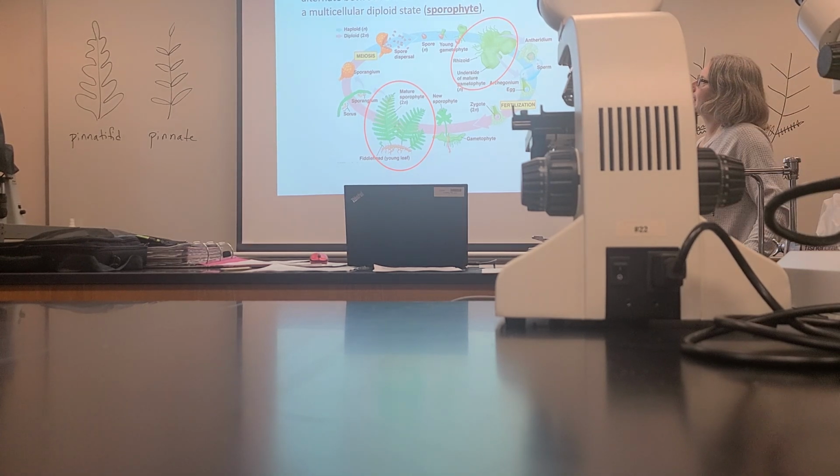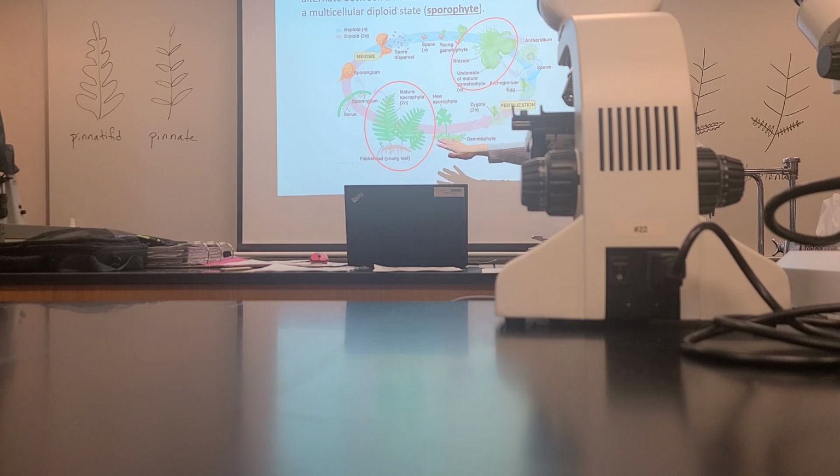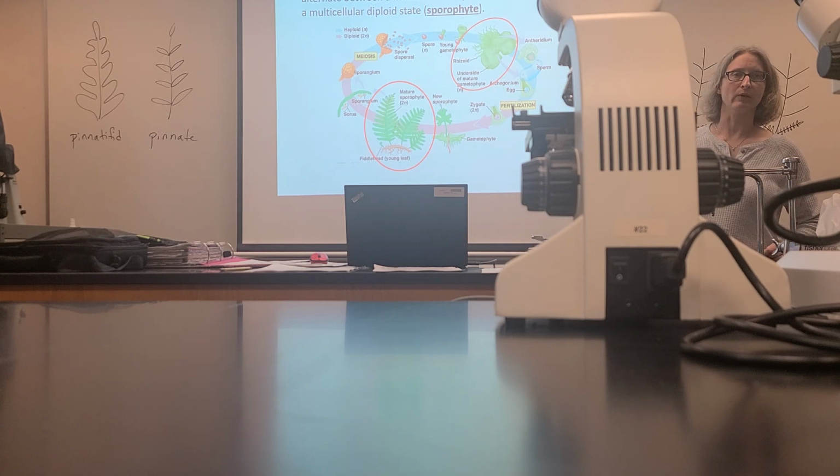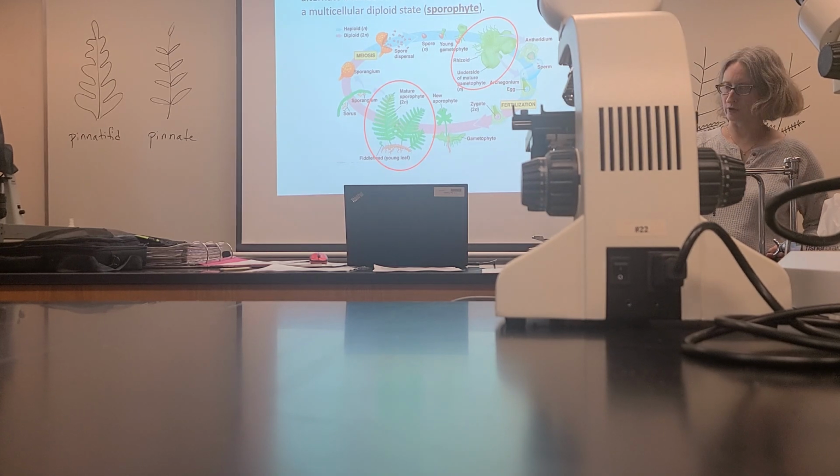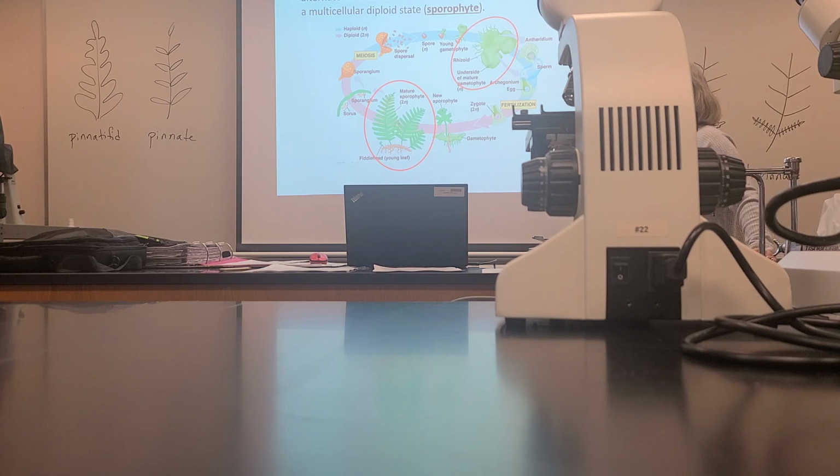The multicellular haploid stage is called the gametophyte. And here's a little tip for you. They are named after what they make. So the gametophyte is going to make the gametes, either sperm or egg or both. And then you have your multicellular diploid stage, which is called the sporophyte. What do we think that one makes? Spores. Spores, exactly right. So that's going to make the spores.